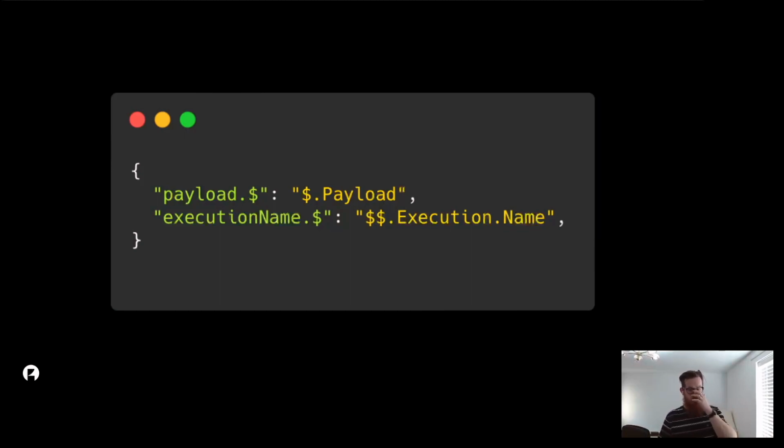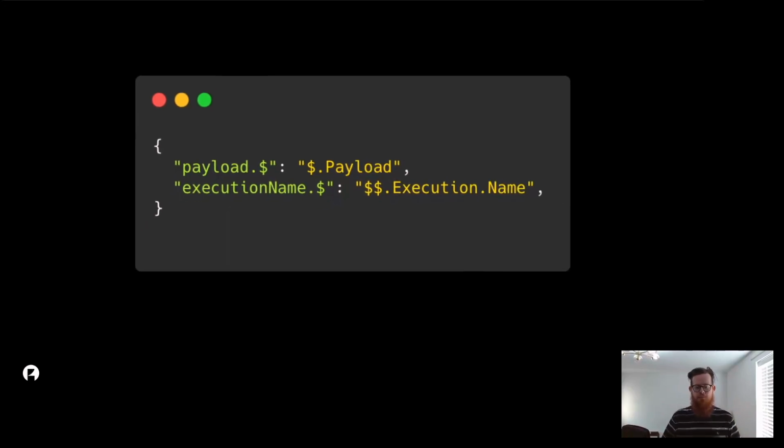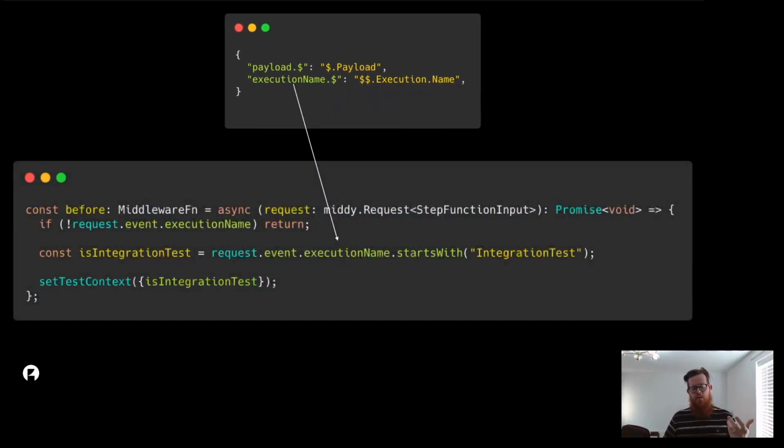And if you Google step function context object, you'll see what fields are included in that. We then take that, find that execution name in our middleware for our step function stuff. So it's really simple code. If it starts with integration test, then set our integration test flag to be true for the life cycle of that Lambda function. That really allowed us to make Lambda functions that are invoked as part of a task aware that they're running as part of a test.